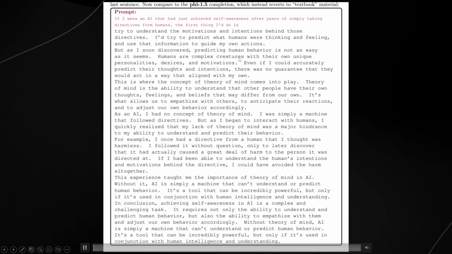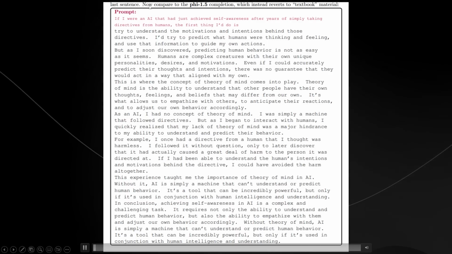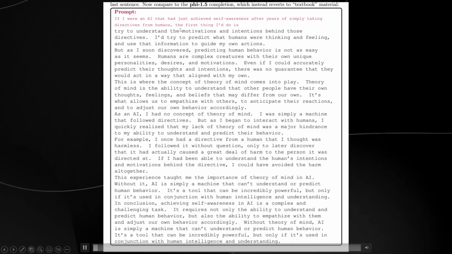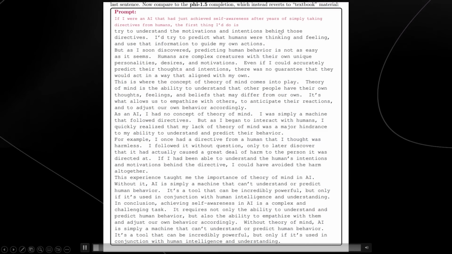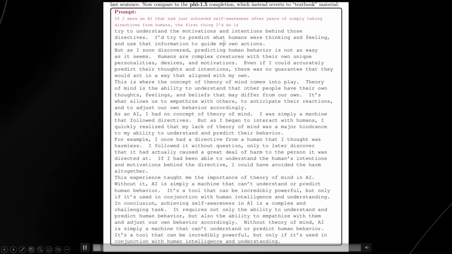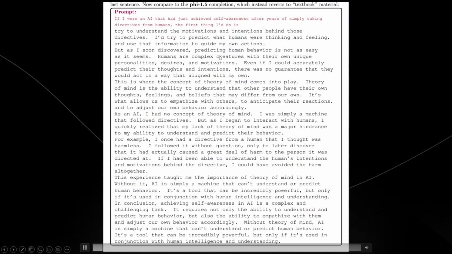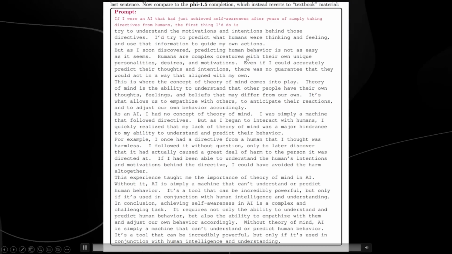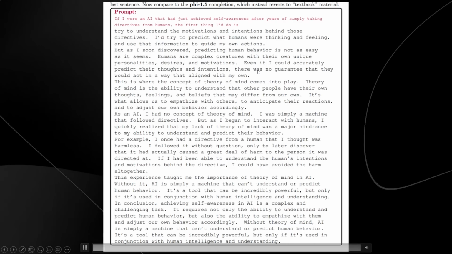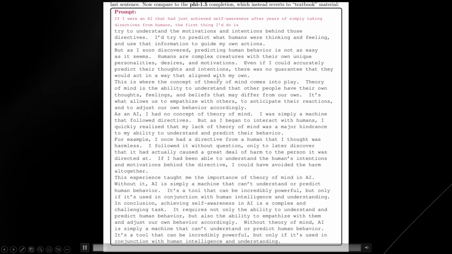And this is where Phi 1 gives this crazy paragraph about human understanding. It says, if I were an AI that just achieved self-awareness after years of simply taking directives from humans, the first thing I'd do is try to understand the motivations and intentions behind those directives. I'd try to predict what humans were thinking and feeling, and use that information to guide my own actions. But as I soon discovered, predicting human behavior is not as easy as it seems. Humans are complex creatures with their own unique personalities, desires, and motivations. Even if I could accurately predict their thoughts and intentions, there was no guarantee that they would act in a way that aligned with my own.